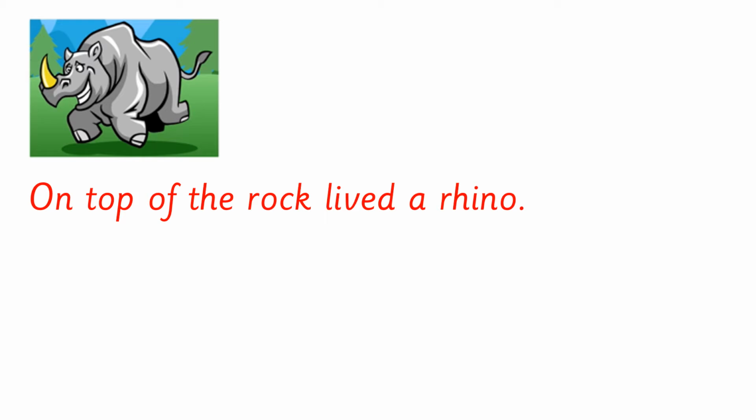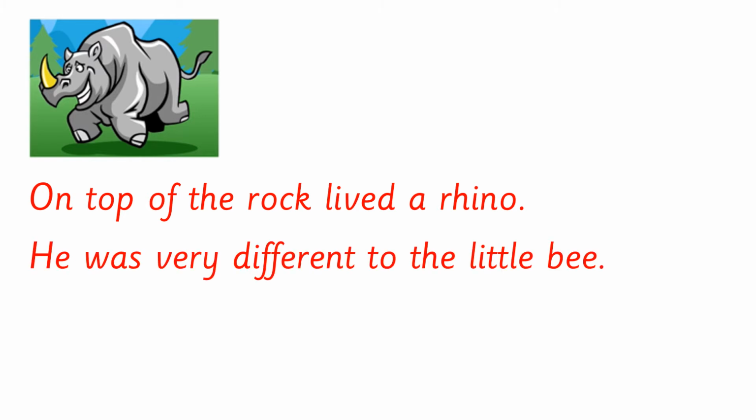And for my next sentence, I think I'm going to give a little bit of information about my rhino. So each of our big characters needs a special skill, because the lion's special skill was that he could roar really loudly. So what's your big character's special skill going to be? Mine, for my rhino, is going to be that he can stomp really loudly with his big feet. Oh, I've just included another little sentence here. He was very different to the little bee. I've just added that sentence in. So you might want to include something like that as well.